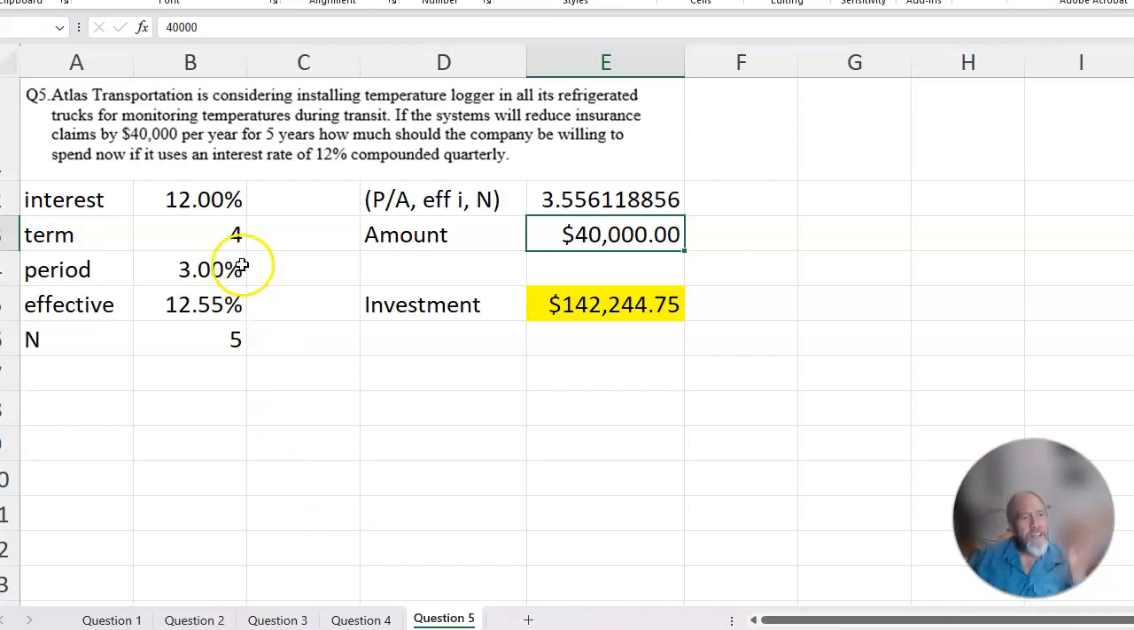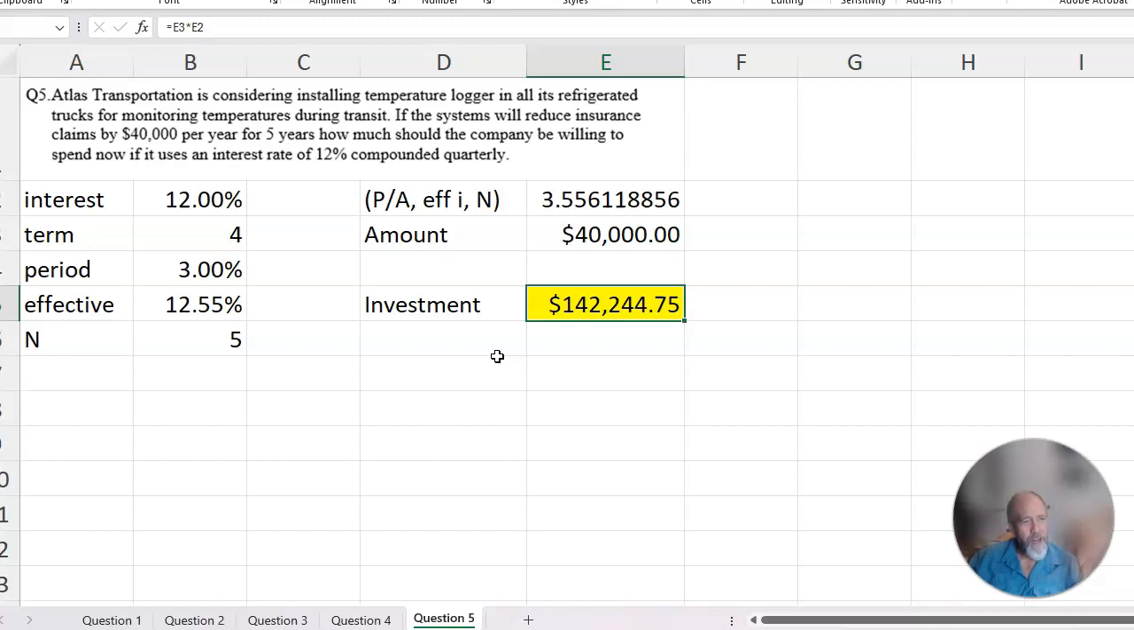The real problem is saying that you've got it compounded quarterly, so guess what? We've got an effective interest rate, and by now you should be able to calculate that effective interest rate. Using the effective interest rate and an annual payment, that's an A, calculate the P. P is what you'd be willing to pay for this temperature logging, if this is what you're going to save. 142,244. So I'm pretty sure I can get that temperature logger for my trucks.